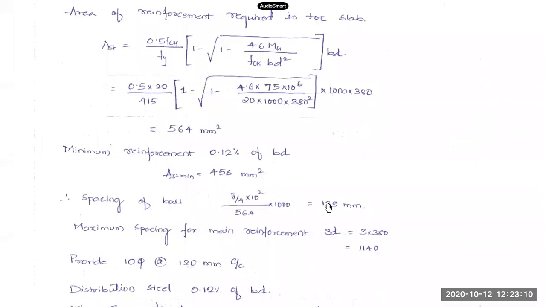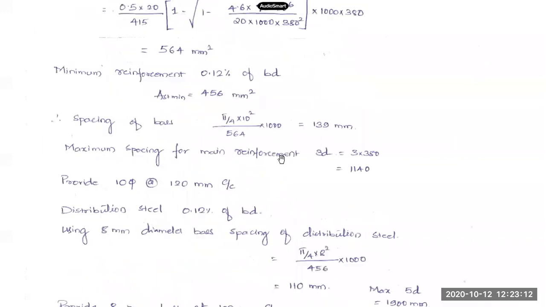Then the spacing calculation. What spacing do you get for this, if you use 10 mm bars? 126 mm, sir. Okay, so you are getting 126 mm. Anyone else with that calculation? When you get 126 mm, don't round it off to 125 or 120. You can take it still further below. I can use a spacing of 100 mm center to center for main reinforcement.